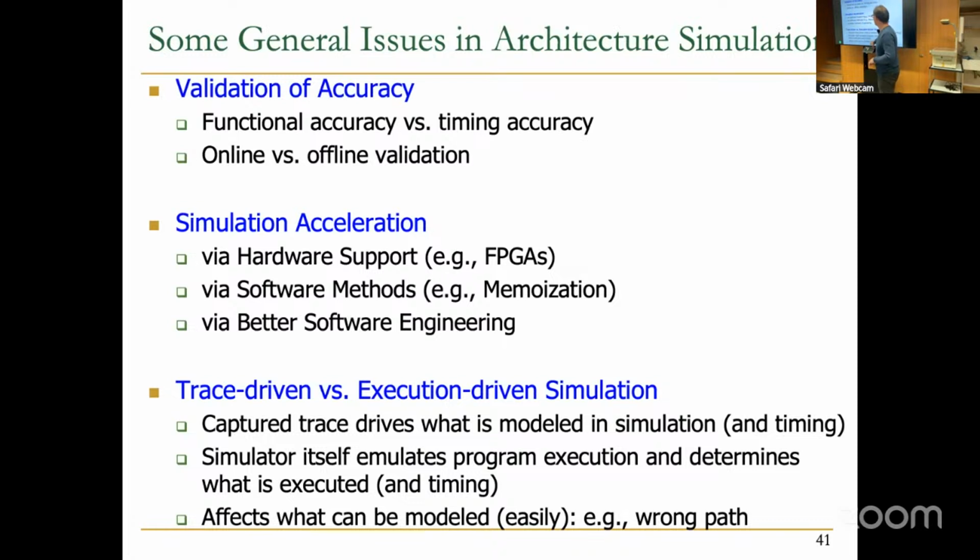So if you actually execute the program, you can model some things more easily, potentially, like the wrong path, right? If you actually have a branch misprediction and you execute the program, you could steer the program to the wrong path also and see what happens in the wrong path, right?